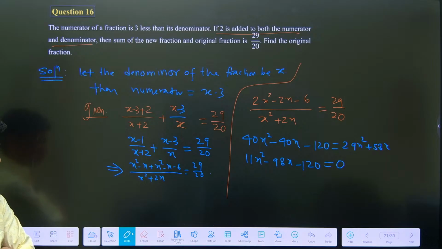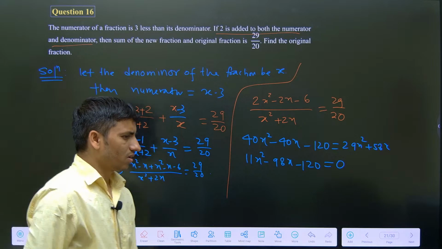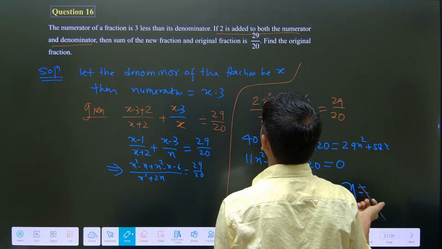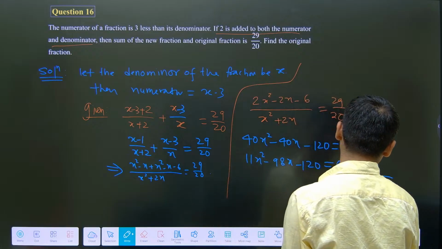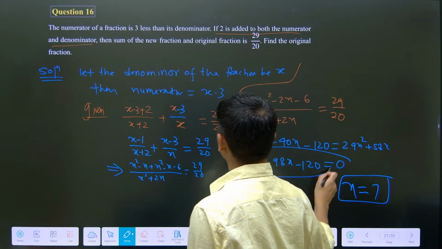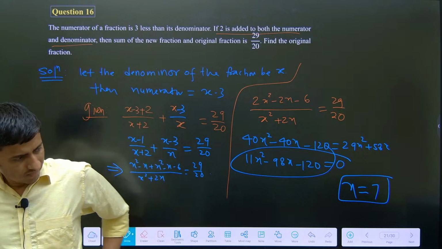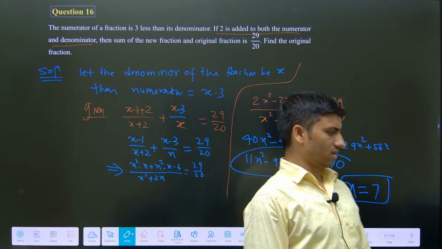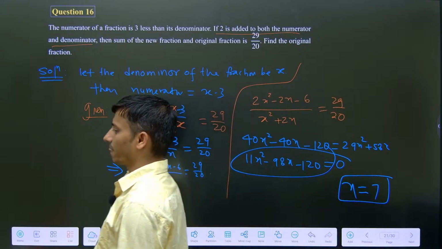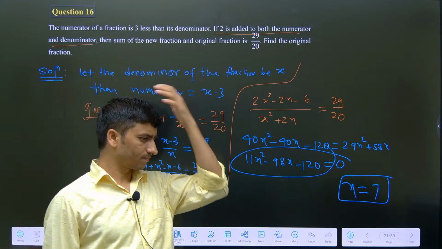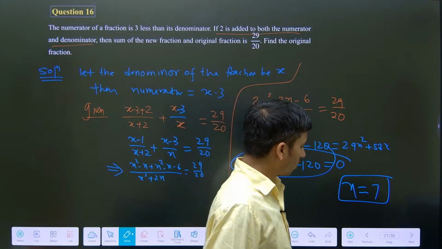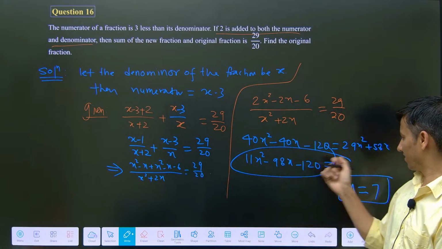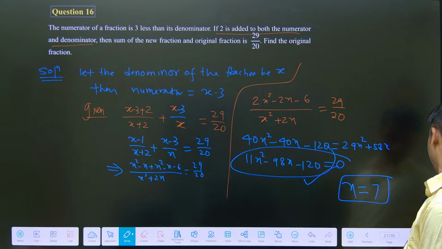So I think the final answer is x is equal to 7, no? Check if it satisfies. So if x is 7, the fraction will be 7 upon 10. Okay then. So frame the equation and solve it, guys. You just check the calculation. If it's fine, then solve and get the answer.